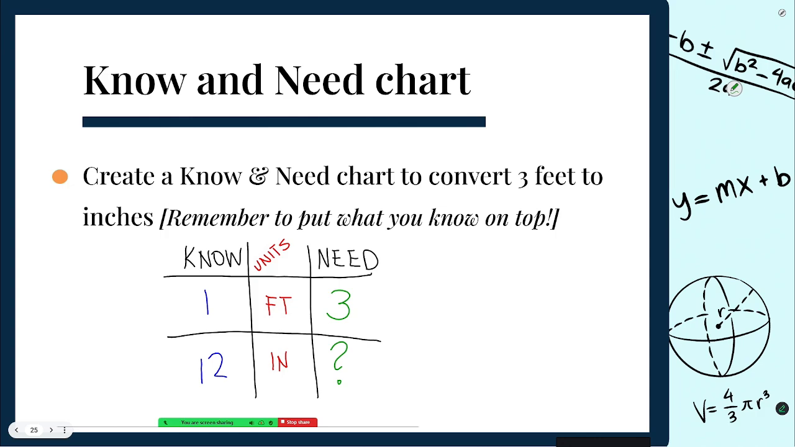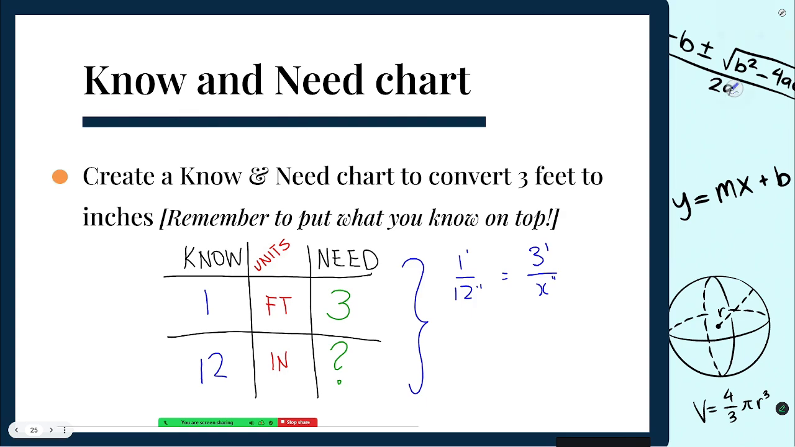So this is what it can look like, and these are the ratios that I'm talking about. You can put it in this chart, or really what it is translating to is 1 foot is 12 inches. So 1 over 12 is equal to 3 feet over X amount of inches. So these are our ratios: 1 over 12 equals 3 over X, because X is our unknown.